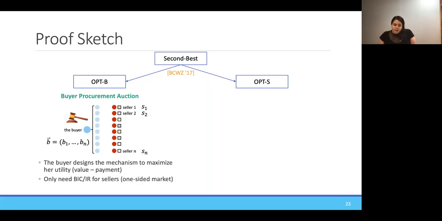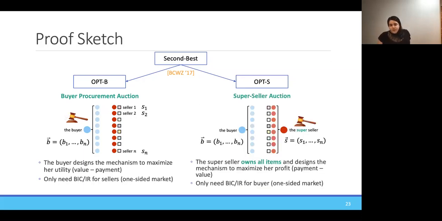For the buyer setting, this is the buyer procurement auction. Again, this is where you have a super buyer, and basically the buyer is the mechanism designer here. And for Opt-S, that's the super seller auction. So you're trying to bound either the buyer utility or the seller revenue. However, you need to use a mechanism that still deals with incentives for both sides of the market when you do that. So you want to get gains from trade that bounds that quantity and deals with incentives for both sides of the market.